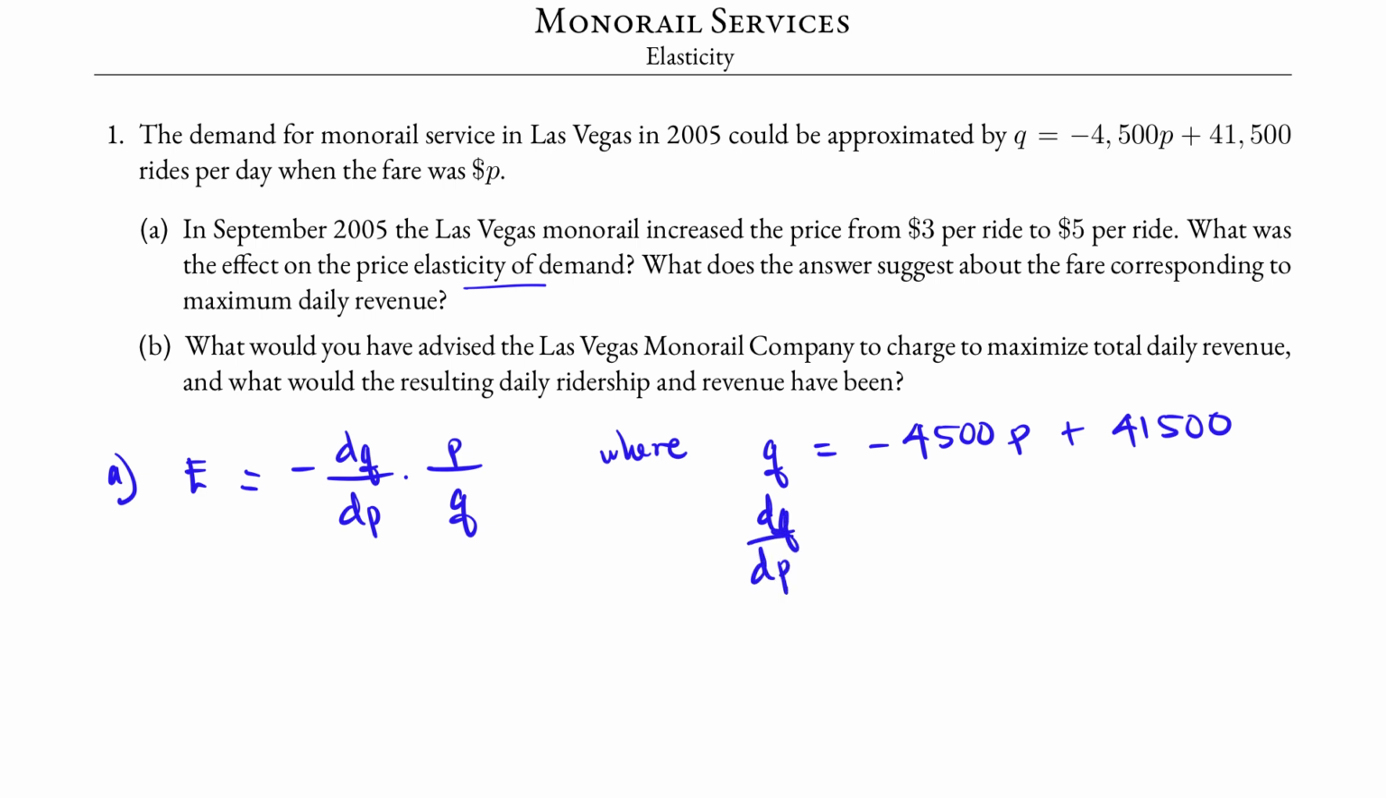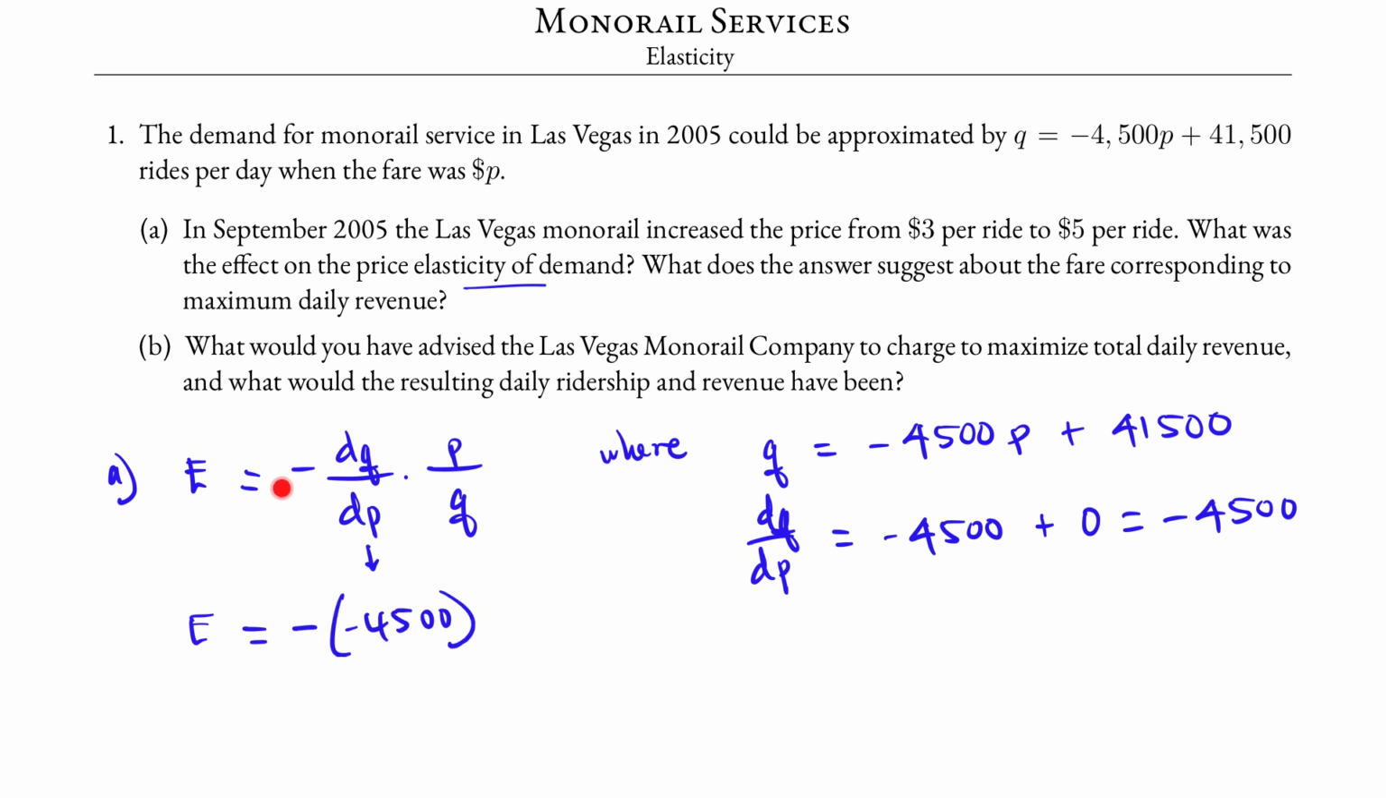dQ/dP is the derivative of Q with respect to P. The derivative of negative 4,500 P is negative 4,500, and the derivative of 41,500, which is a constant, is 0. So dQ/dP is negative 4,500. We then replace dQ/dP with negative 4,500 in the elasticity formula, where we have a negative sign, and dQ/dP is now negative 4,500.